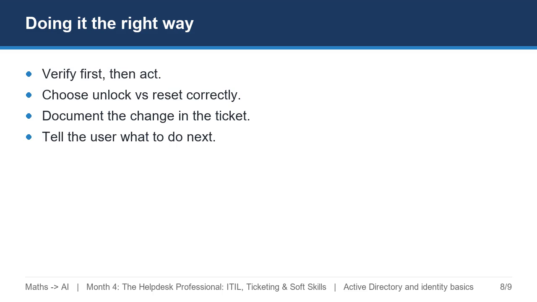Let's put the workflow together. You verify identity first, every time, no exceptions. Then you diagnose whether it's a lockout or a genuine password reset, and take the correct action. You document the change in the ticket, because account changes are exactly the kind of thing that gets audited. And finally you tell the user clearly what to do next, for example, that they'll be prompted to set a new password at their next sign-in. Verify, act, document, inform. That sequence keeps you safe and professional.